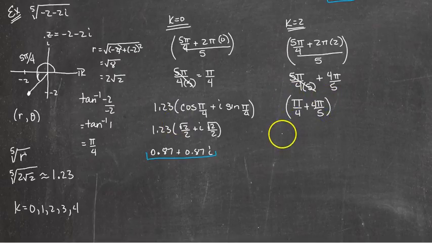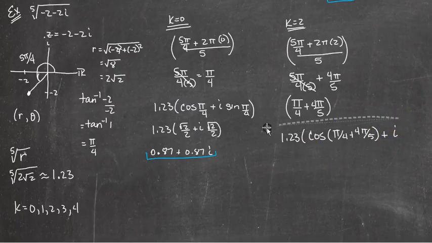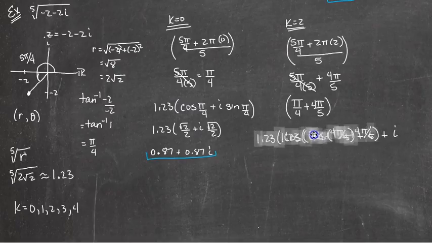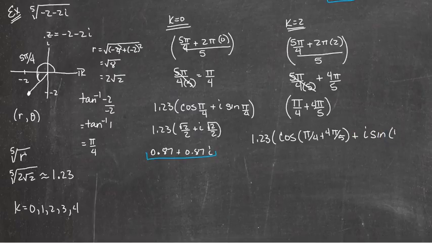So let's write it out. 1.23 times the cosine of pi over 4 plus 4 pi over 5. And luckily our calculators have good functions for handling those. And then this is plus i times, you gotta love electronic paper, the sine of all that ugliness. Pi over 4 plus 4 pi over 5.